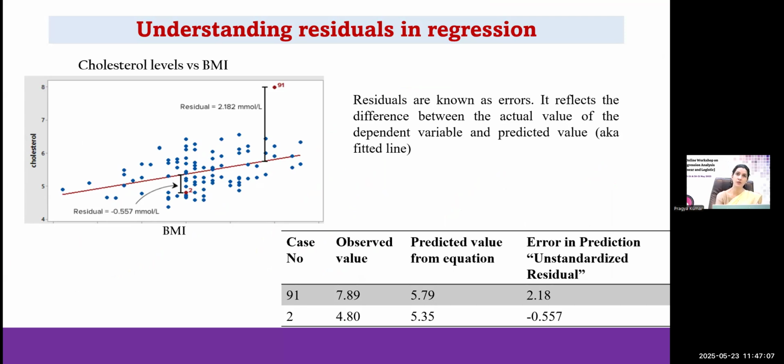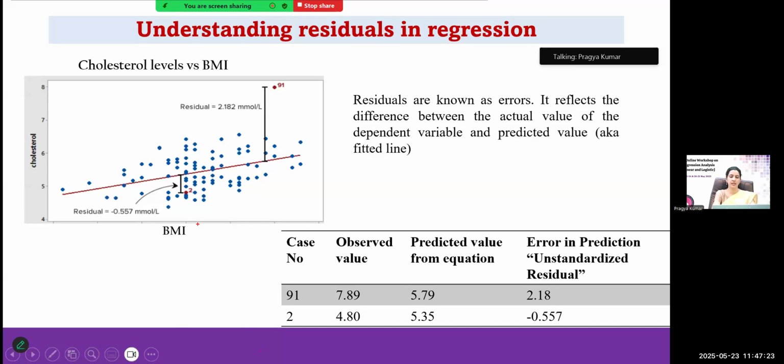What is a residual and what is the meaning of those dashed lines which you can see here? So again, this is the residual plot of BMI and cholesterol. BMI I have taken on the x-axis, so BMI is my x, and x is your predictor variable. And cholesterol is my dependent variable, the outcome variable.